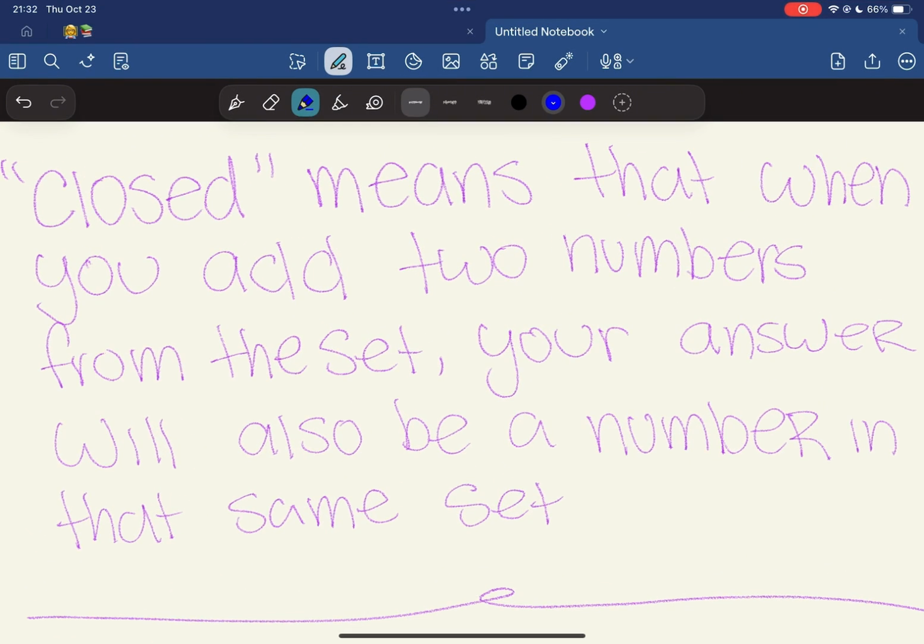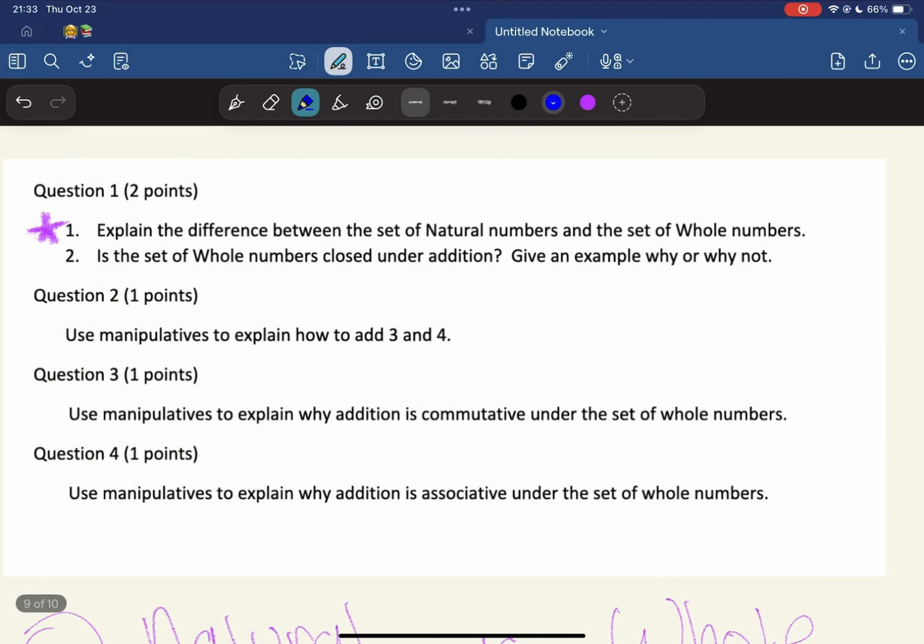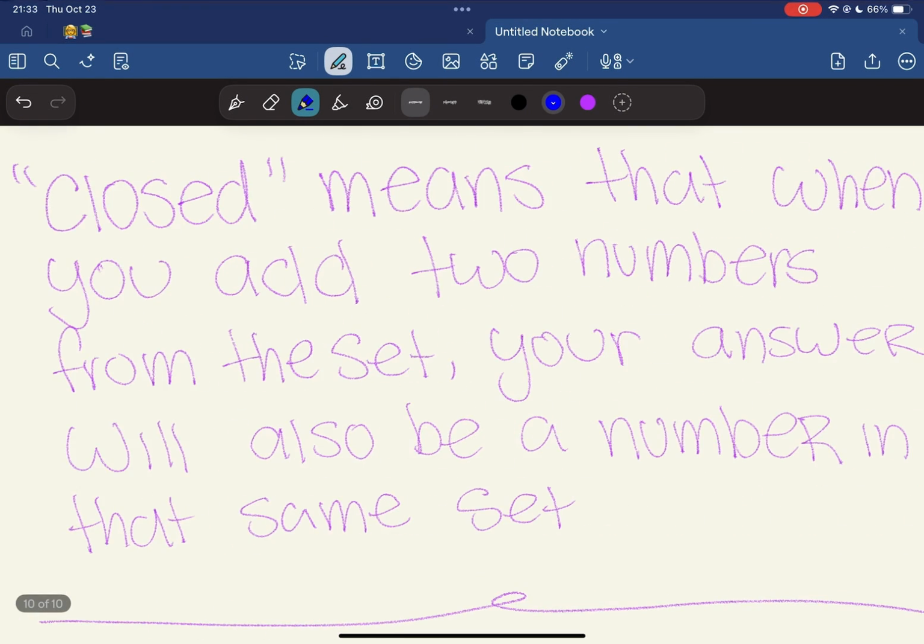So what does closed mean? Closed means that when you add 2 numbers from the set, your answer will also be a number in the same set. This is part 2 of our question: is the set of whole numbers closed under addition? And we are going to be giving an example why or why not. So we have our definition here.